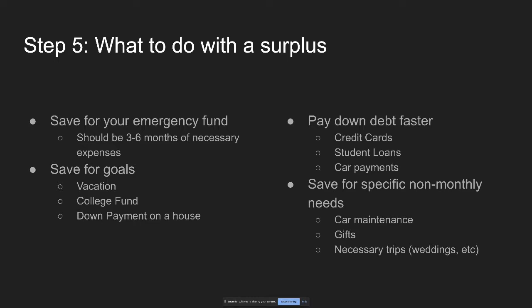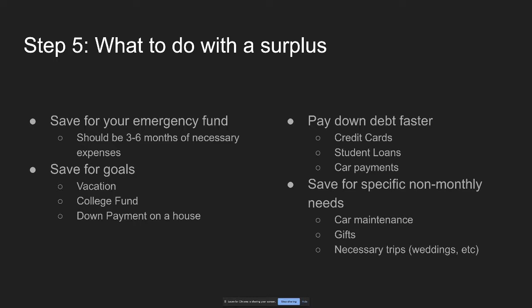The next thing you can do, either once you have your emergency fund or in conjunction with it, are these other 3 items, which is up to you how you want to do that. One is to save for goals. These goals can be things like vacations, college funds, down payment on a house or a car even. So lots of things that you could be saving money for. You can also pay down your debt faster.